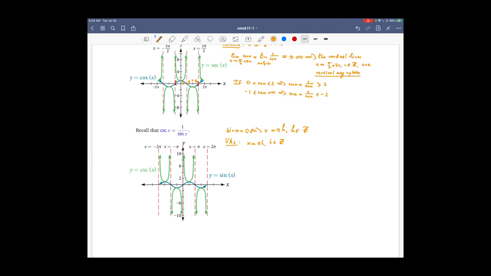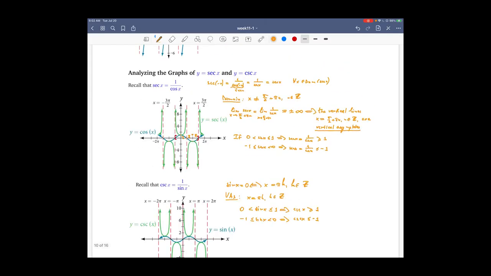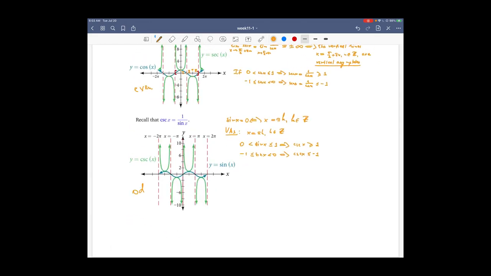Other than that, the analysis is the same. When sine is positive and less or equal than 1, cosecant is greater or equal than 1, and when sine is negative but greater or equal than -1, cosecant is less or equal than -1. Cosecant is odd, just like sine is odd.